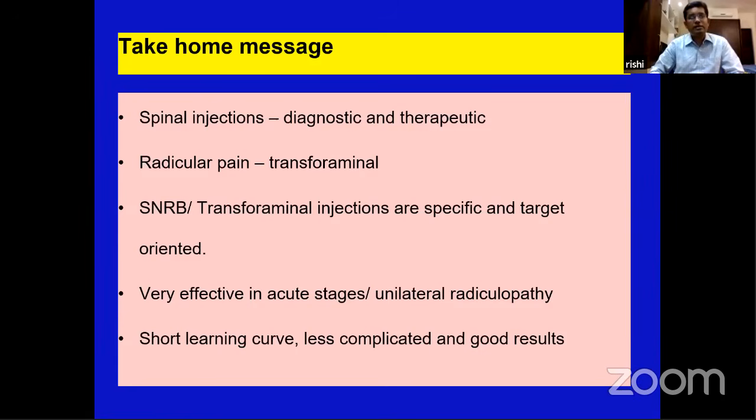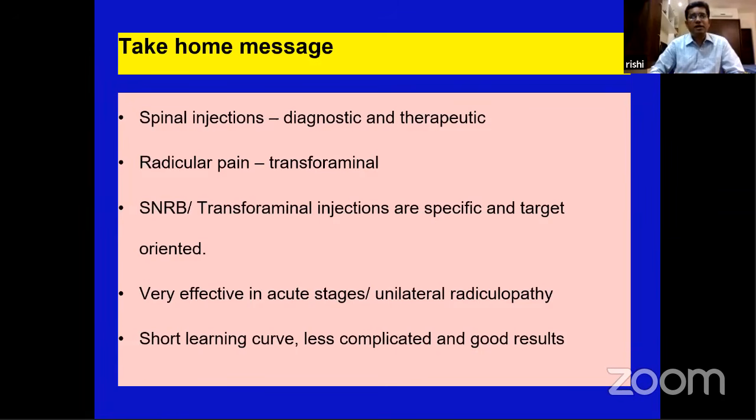And interestingly, this has a very short learning curve. So it's not a very complicated technique. Even if the needle placement is not very accurate, the amount of complications which you can get with this root block is very, very minimal. So it's a very less complicated technique.